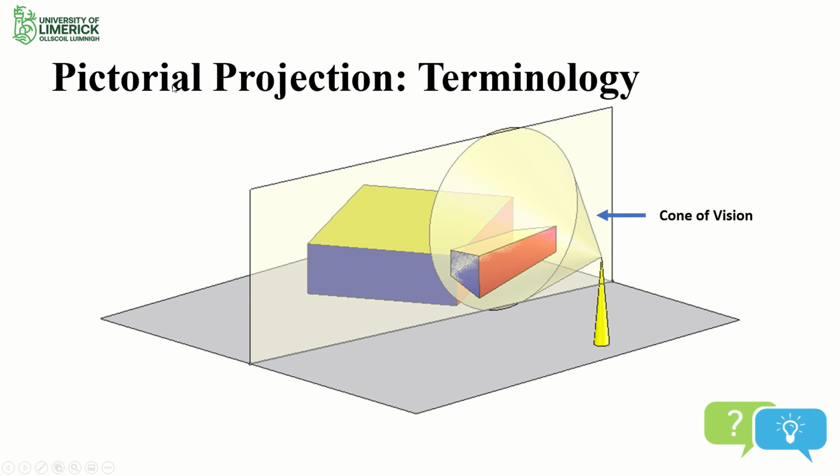Now, as well as that, you have your cone of vision. So from your spectator, his cone of vision is what he can see. And you can see the object there, how it's distorted. It's actually in that perspective view because of how he is looking at the object and as it is projected onto this plane itself.